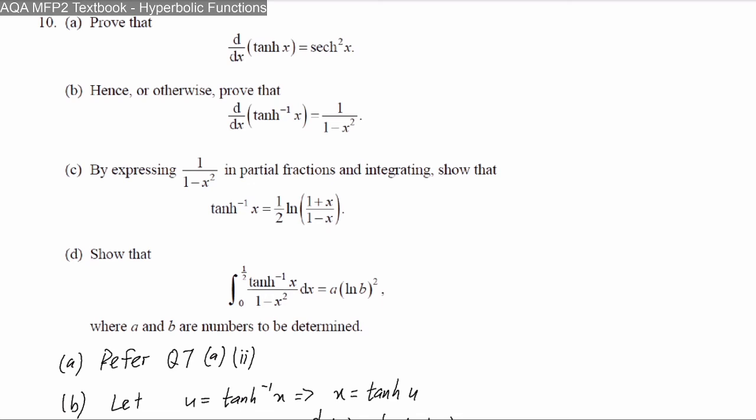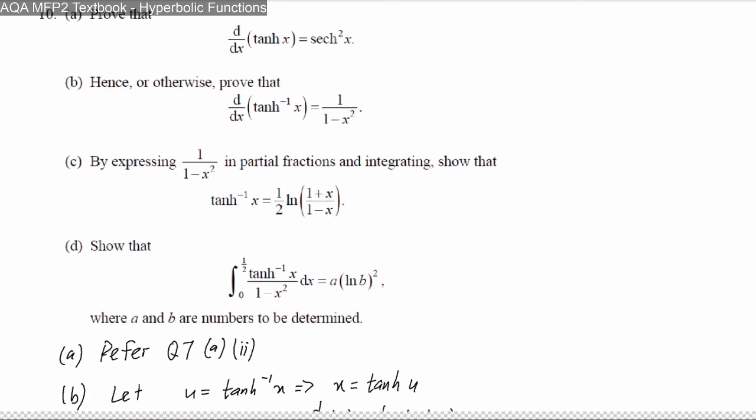For the next question, we have to prove that the derivative of tan x is equal to sec squared x. This one we have already done in the previous question, so we will skip this for now. So part B: hence or otherwise prove that the derivative of arctan x is equal to 1 over 1 plus x squared.